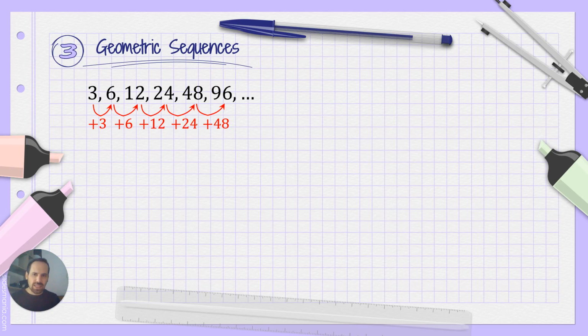So when you get something like this, instead think of it in terms of multiplication. You see it's actually multiplying by 2 each time, multiplying by a constant amount. It's just going up by a factor of 2 every time. And so this is an example of a geometric sequence. So it's not just adding a constant amount, it's multiplying by a constant amount. Those are the two you really need to look for.